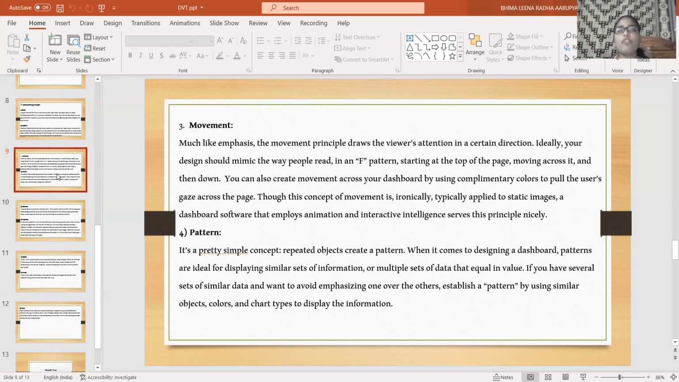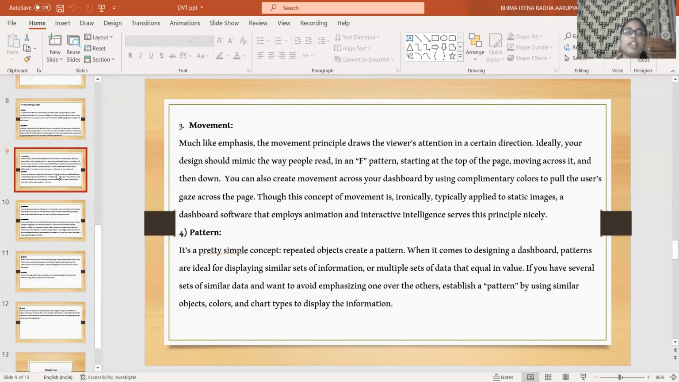So, this concept of movement is ironically typically applied to static images. A dashboard software that employs animation and interactive intelligence serves this principle nicely. Movement is nothing but used for animation, graphical visualization is used in such type of areas.